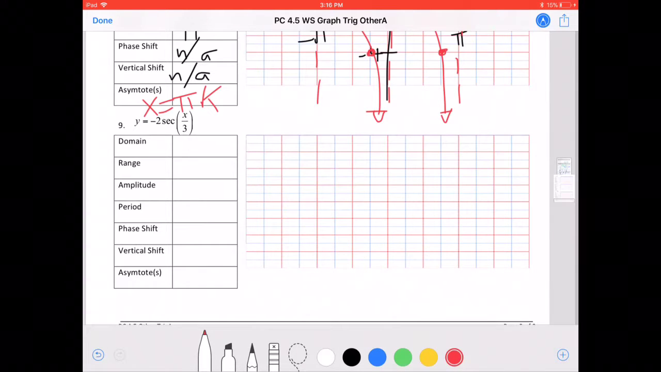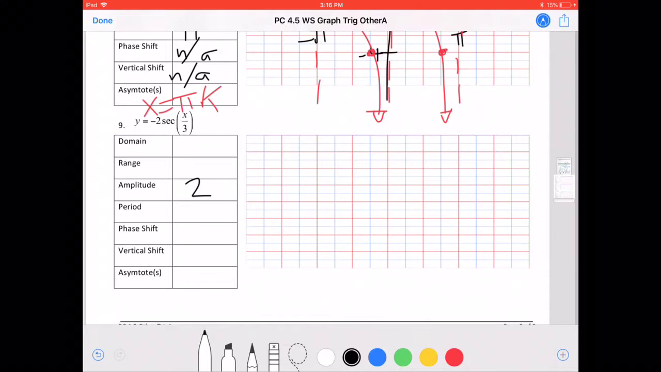Alright, moving on to our last problem on this worksheet, which is finally one that has a little bit of complexity going on in it. Alright, we have a secant function, but we have -2 times secant of x divided by 3. So we finally have a couple things going on at once. So let's jump right down to amplitude. Our amplitude would just be 2 here. We just take the absolute value of 2. We'll talk about what to do with that negative in a second.